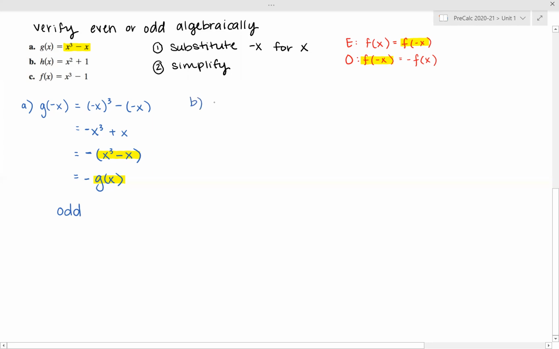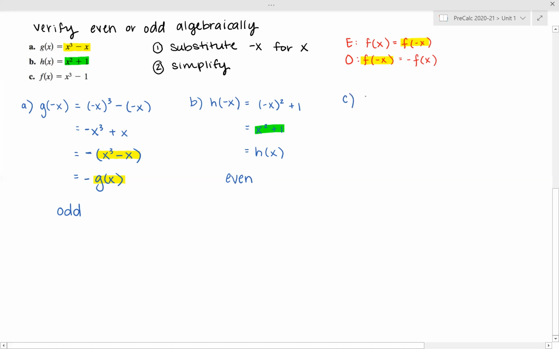Similarly, we can do the same thing on B. Substitute in negative x for x. So I get negative x squared plus 1. Well, if I square a negative, I'm always going to get a positive. So I get x squared plus 1. Well, that's the exact same thing I started with. x squared plus 1, x squared plus 1. So h of negative x is equal to h of x. And that is our rule for even functions, which tells us that B is an even function.